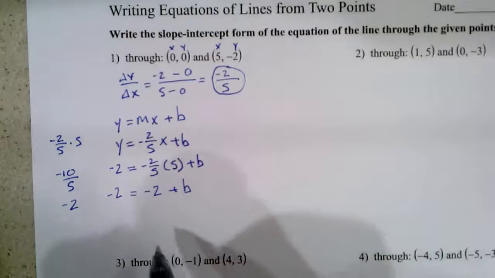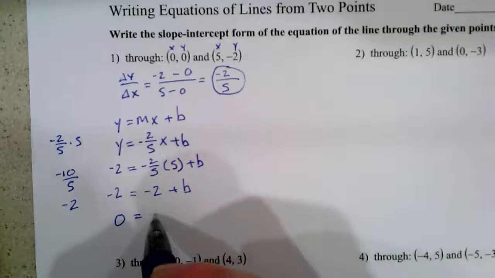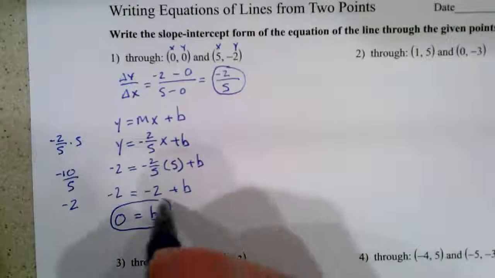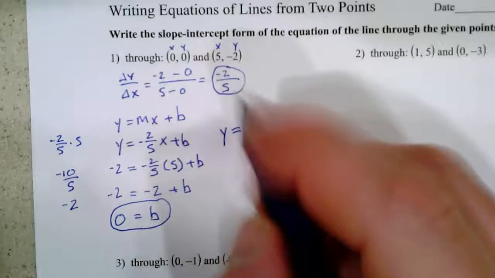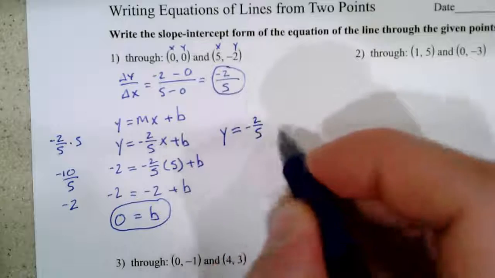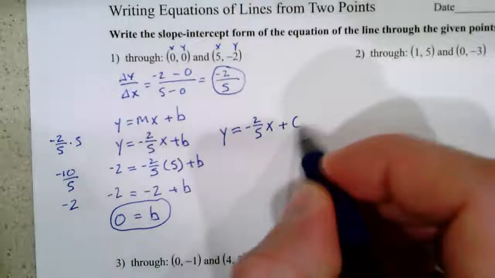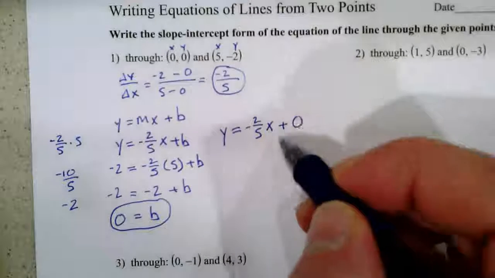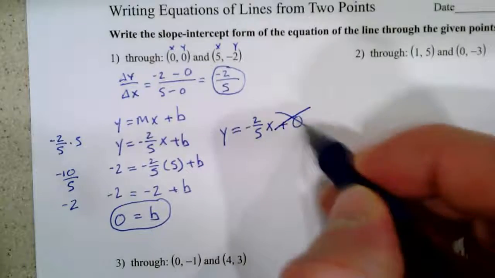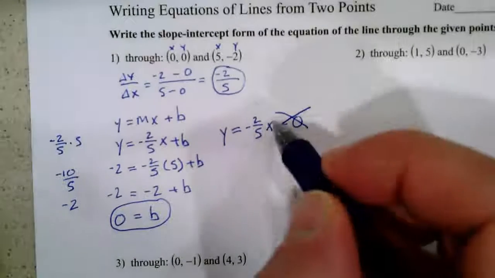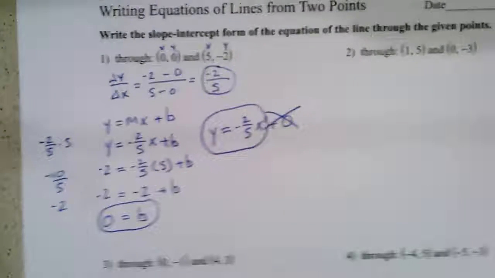Now we're going to add 2 to both sides. Well, -2 plus 2 is 0. That's 0 equals b. Okay. So we write our equation. Y equals our slope, which is -2/5 x, plus our y-intercept. We could write plus 0, but usually you wouldn't do that. Okay. Just cross that off. So our answer is just y equals -2/5 x.